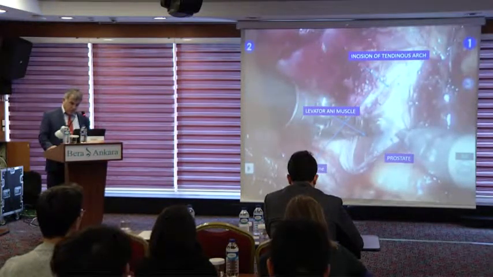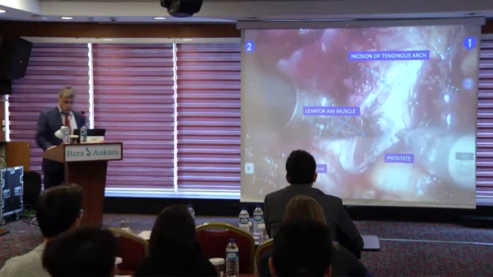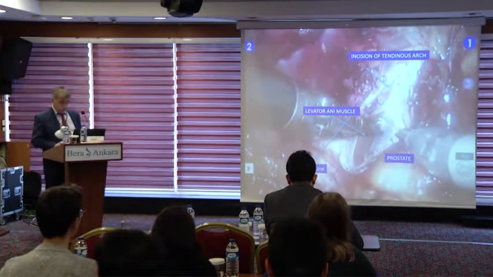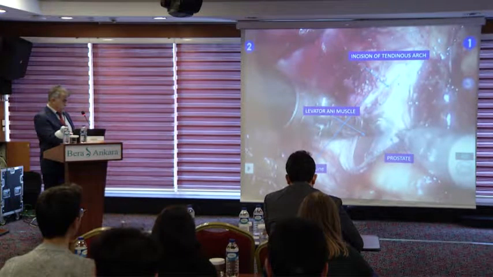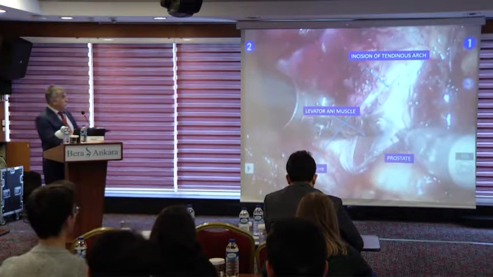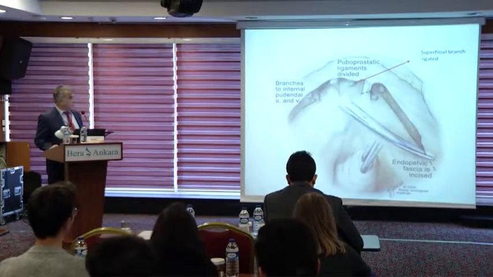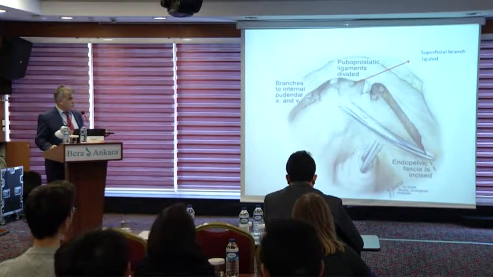This is a photo from robotic surgery. Here we see the white line. Can you see the mouse? No. Here, the white line. This is an incision on the lateral side of the white line.